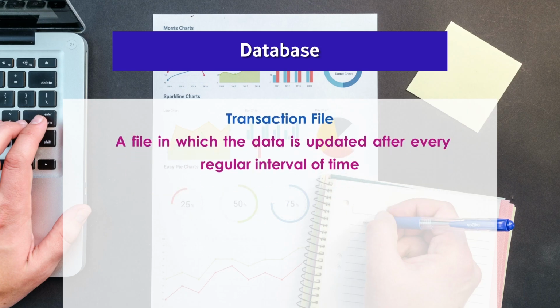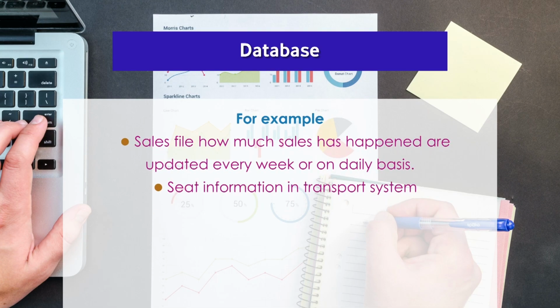Transaction files are basically intermediate files which are used for different transactional activities, and that may be updated on a daily basis or weekly basis. For example, seat information in a railway reservation system changes very frequently. You are seeing currently that there are n number of seats. After a few minutes, maybe some other person has booked and the seat status has changed. So that frequent change may sometimes be required.